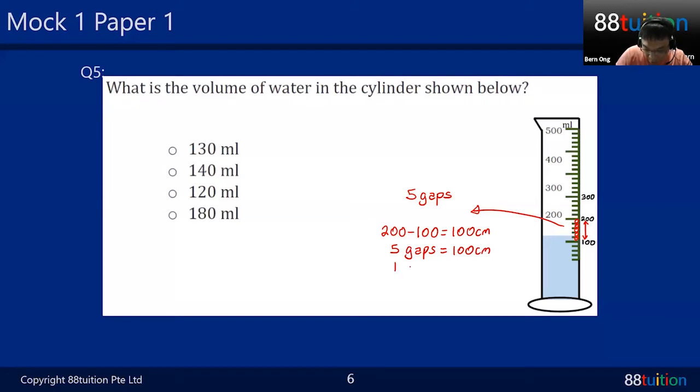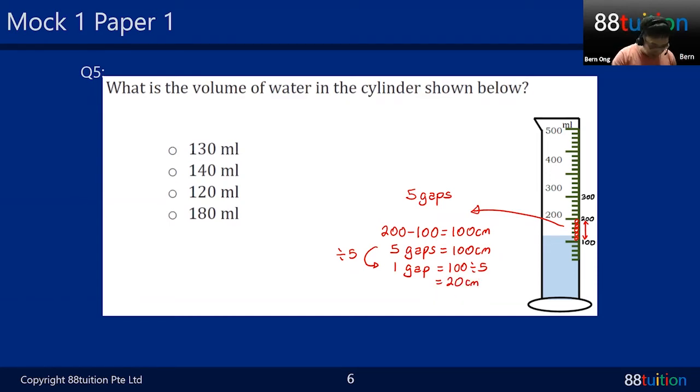So how to find one gap? All right. So 5, how do you get to a 1? 5 divided by itself. 5 divided by 5 is 1. This is actually called rate. If you know it in primary 3, I tell you, it will bring you all the way to secondary school. Really, rate is very easy. 1 apple, $2. 2 apples, $4. That is called rate. Understand? So one gap will be what? 100 also must divide by 5, which will give you 20 cm. So every gap is 20 cm.